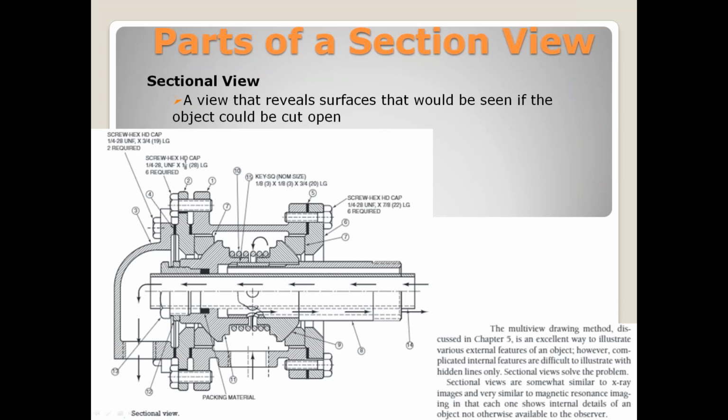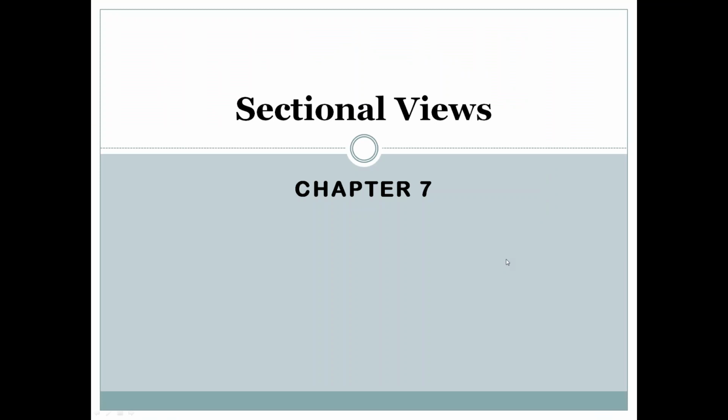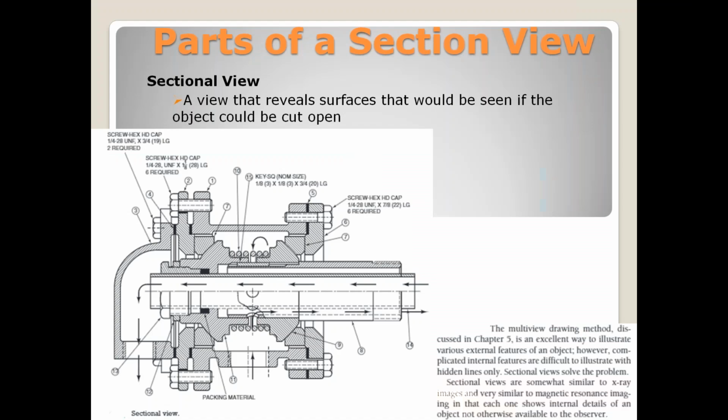Welcome back, everybody. Today we're going to go over chapter 7, the sectional view. If you look at the first slide here, the section view is a view that reveals surfaces that would be seen if the object could be cut open. This is a good example of a sectional view, and because it's such a complicated section, they're going to use the bubble.